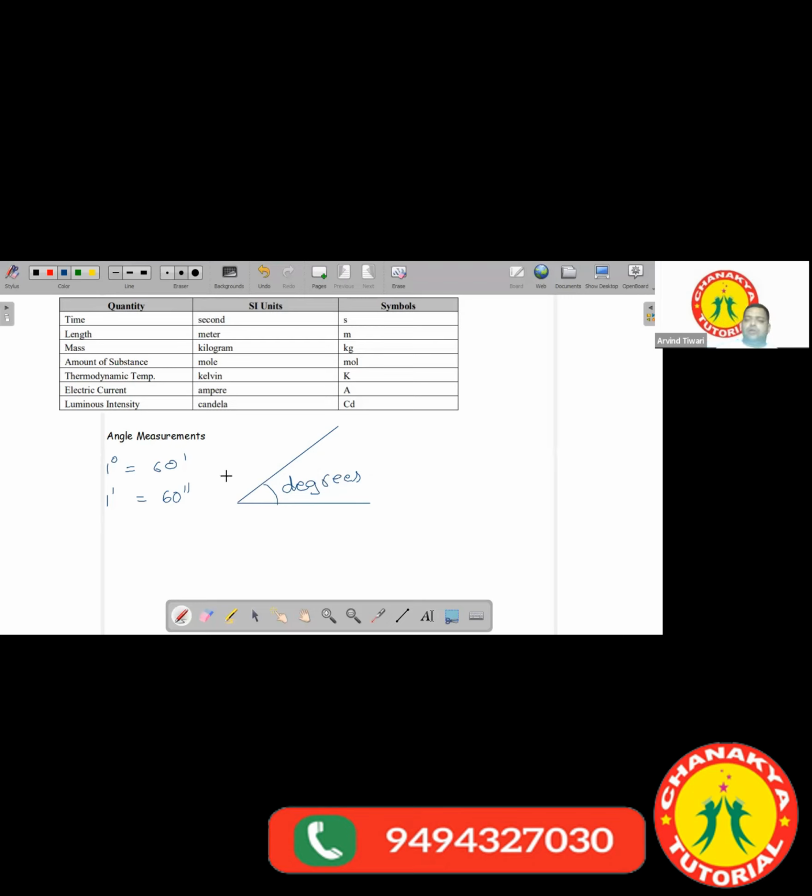Currently, we do not use degrees. Instead of degrees, we use the radian measurement of the angle. So let us see how we define the radian measurement and how different angles can be measured in terms of radians. In radian measurement, we find the angle as the ratio of the length of arc to the radius.